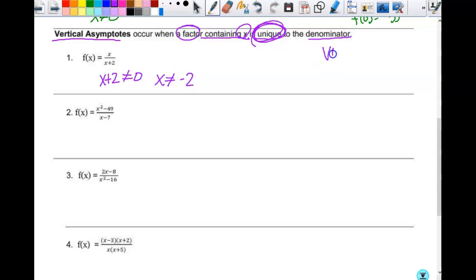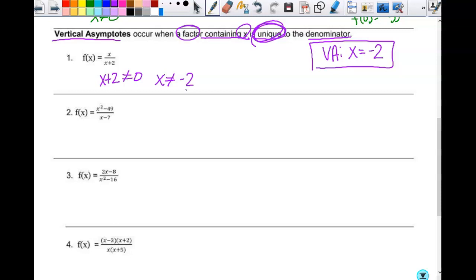There is a vertical asymptote at x equals negative 2. Right? Because x cannot equal negative 2. That's an equation of a line. That's why it has to be written that way. An equation of a vertical line. Okay? Good. Okay, we're good?